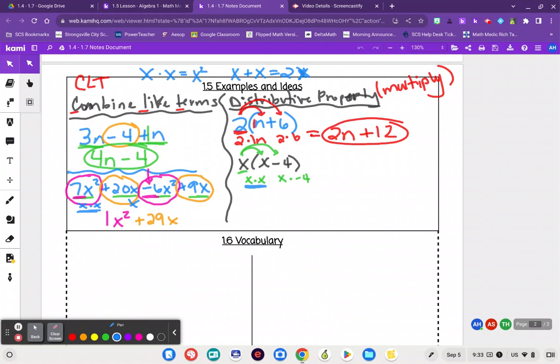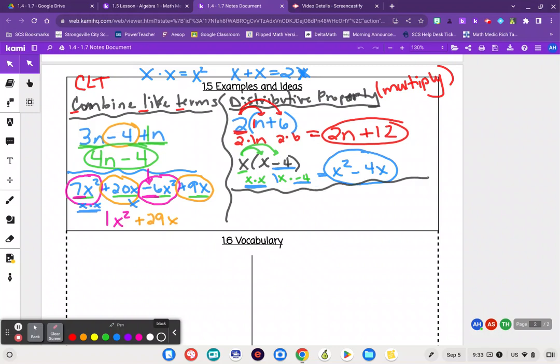So I have x times x, that's x squared. And then I have x times negative 4. So notice that negative, that subtract in front of the 4, is going to be part of that multiplication. And 1 times negative 4 is negative 4, and that x goes with that term. And this would be my final answer. They are not like terms because one has an exponent and the other does not.